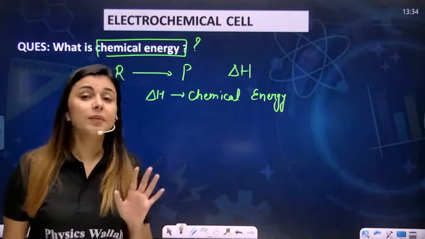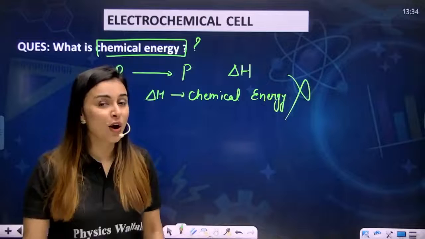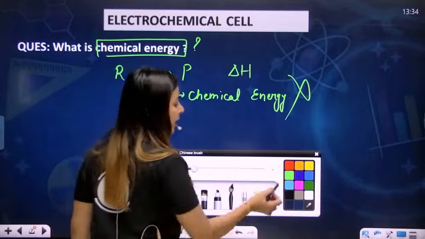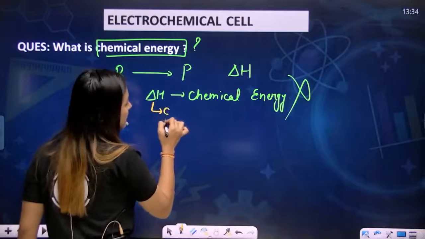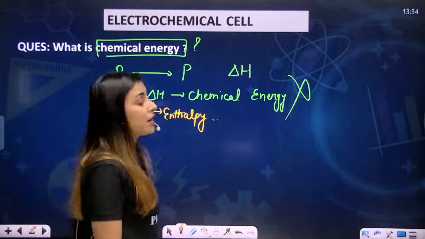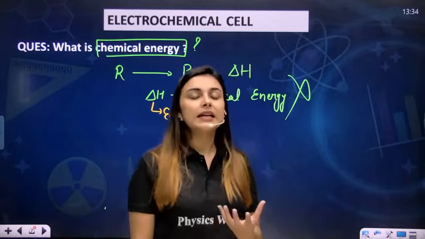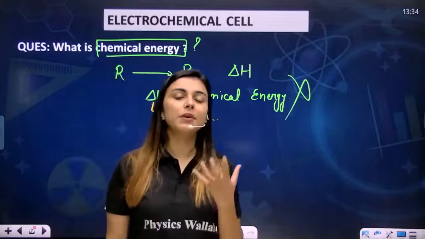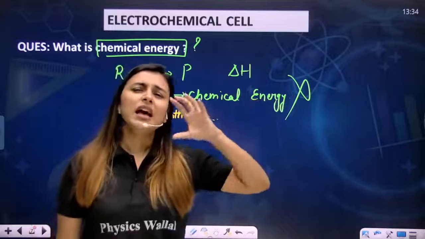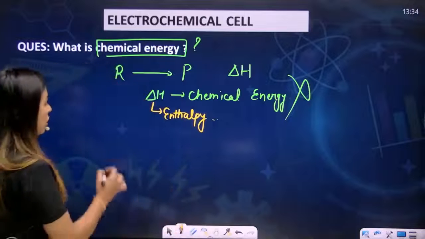So let me tell you, if you are thinking this, you're absolutely wrong. Why are you wrong? Now you need to understand this. See, my dear students, when you talk about delta H, your delta H is actually enthalpy. This is not your chemical energy. This is the enthalpy of that reaction and not the chemical energy of that reaction. So for every reaction, the delta H value given is actually denoting the enthalpy of that reaction.